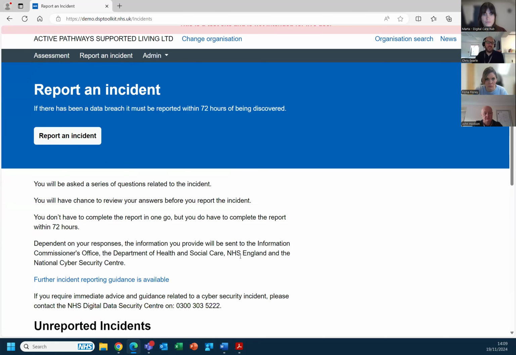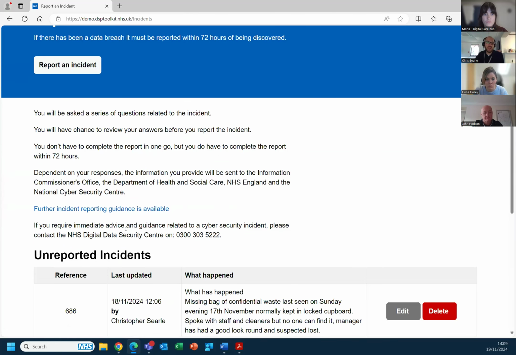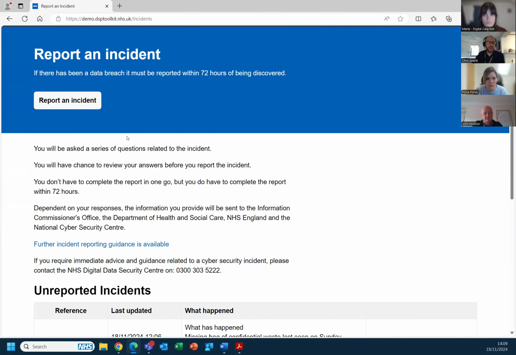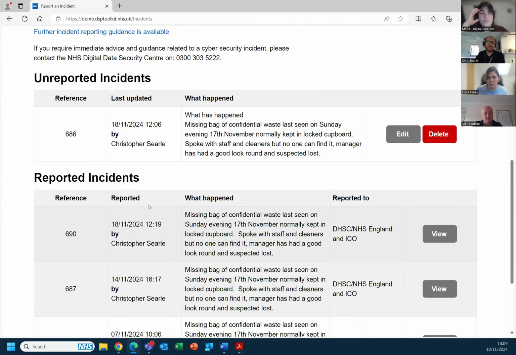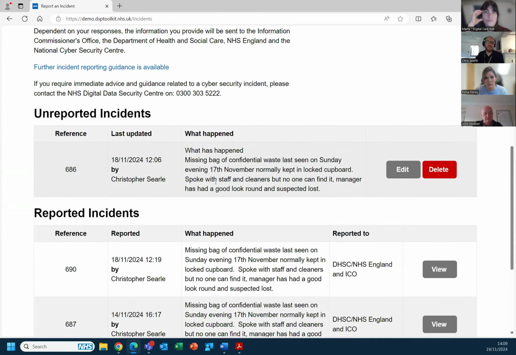And you'll see here some text that describes what you're going to do next. So it's worth having a read of this. And note that data breaches must be reported within 72 hours of being discovered. And on the screen as well, you'll see some reported incidents and some unreported incidents. These are incidents in draft form that haven't been submitted yet.